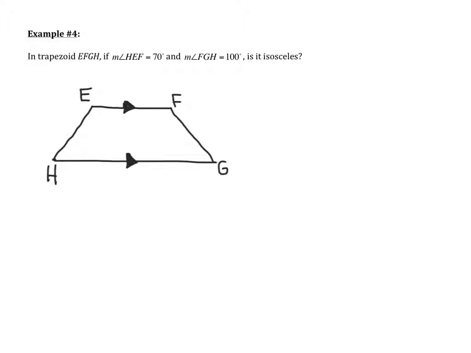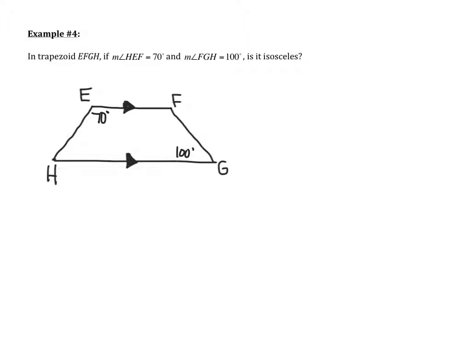And now on to our last example, number 4. In trapezoid EFGH, if the measure of angle HEF is 70 degrees and the measure of angle FGH is 100 degrees, is it isosceles? So of course, let's start off with drawing a picture. So here we have trapezoid EFGH, and I've marked that EF is parallel to HG. Now let's mark up with what we're given. We are told that angle HEF is 70 degrees, so that's this angle right here. And we are also told that the measure of FGH is 100. So that's this angle right here. And we're asked, is this an isosceles trapezoid?